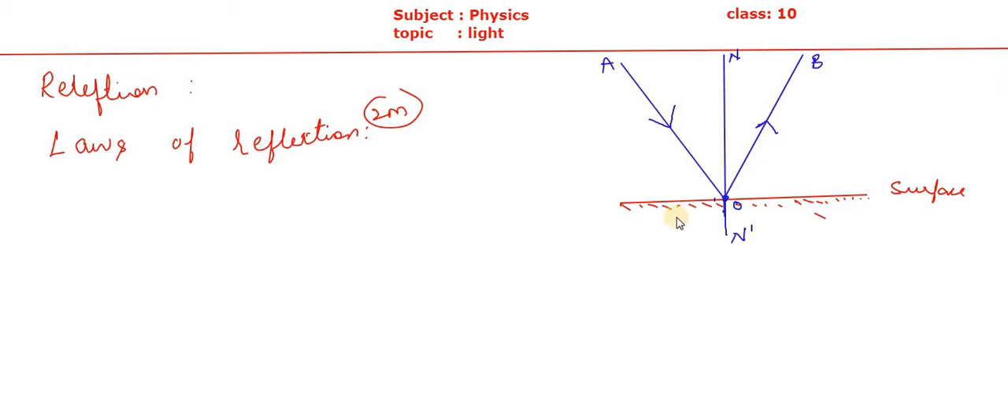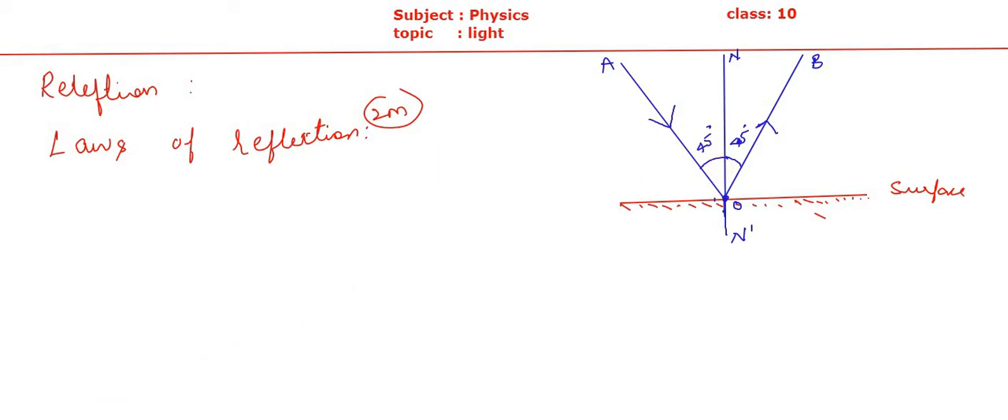And what is the second law? Suppose the angle of incidence is around 45 degrees. So the incident ray falls on the surface at 45 degrees, and with the same angle it is reflected. The angle of reflection is also 45 degrees. If the angle of incidence is 45 degrees, then the angle of reflection is also 45 degrees. So that is the second law: the angle of incidence is equal to the angle of reflection. I hope all of you understood.